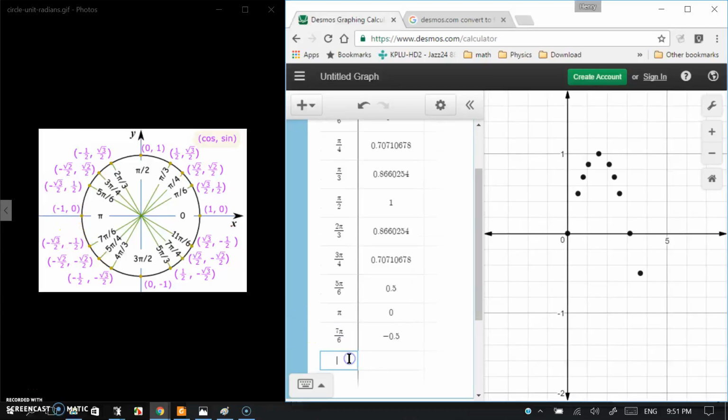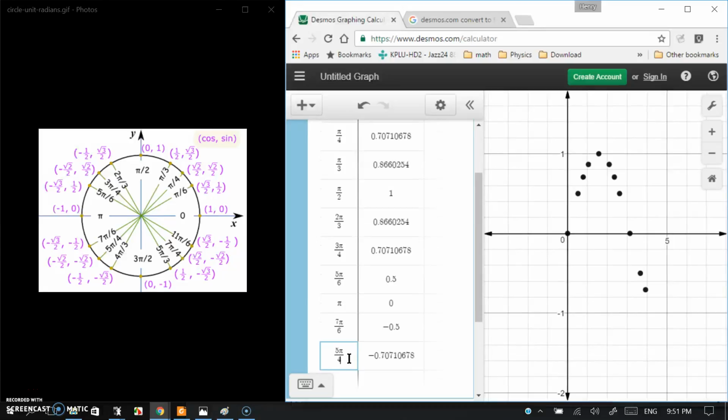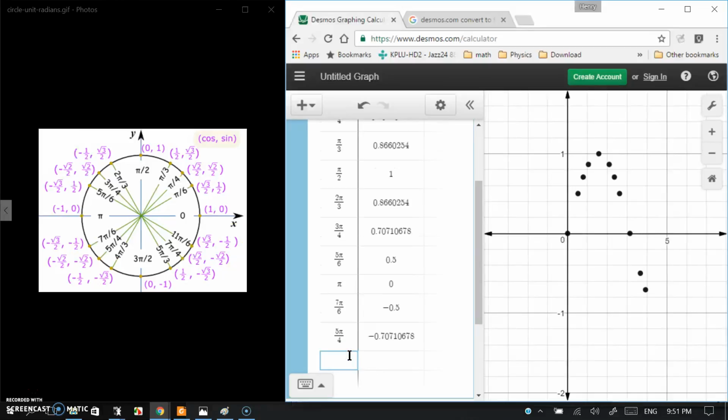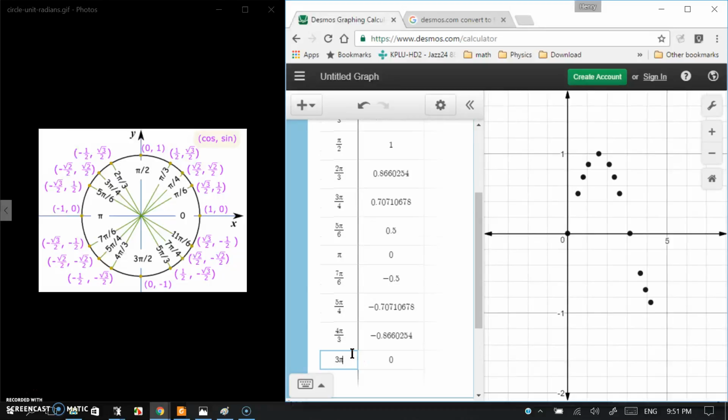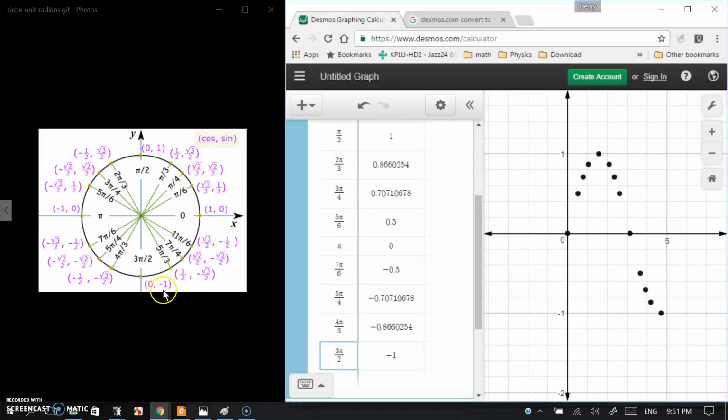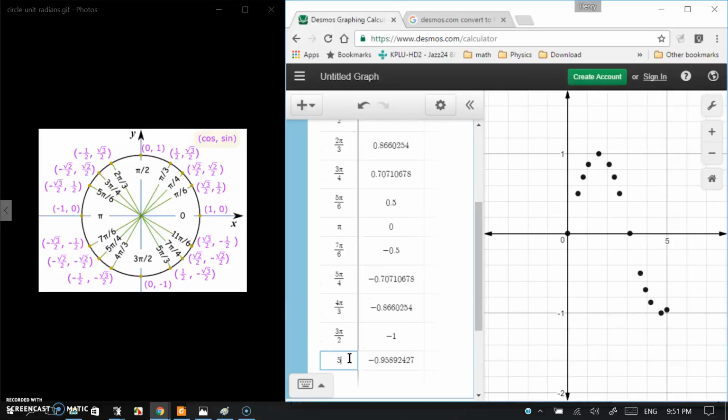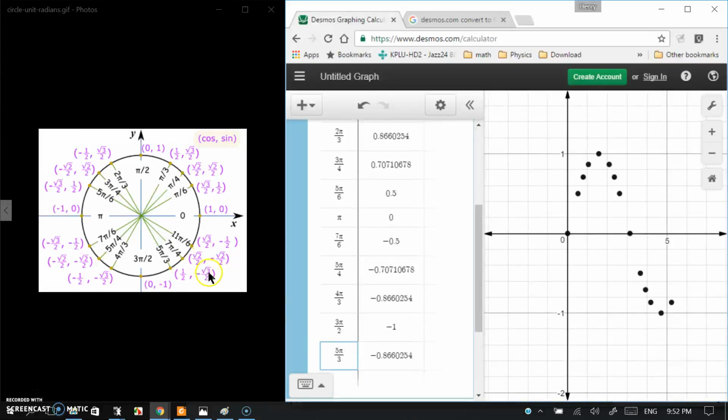Next one, 5 pi over 4. My y is negative root 2 over 2. Okay. Next one, 4 pi over 3. My y is negative root 3 over 2. Next one is 3 pi over 2. My y is negative 1. Next one, 5 pi over 3. My y is negative root 3 over 2, which is the value here.